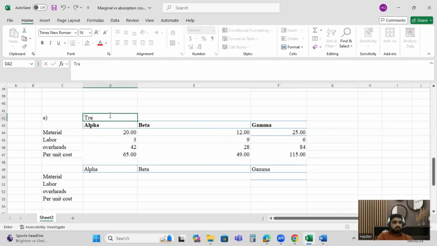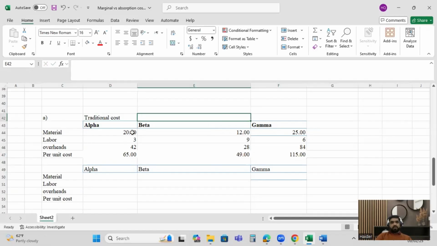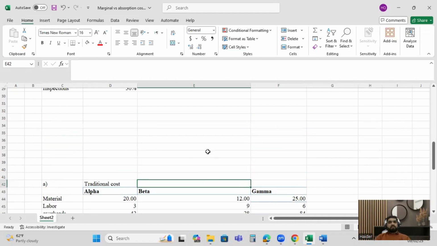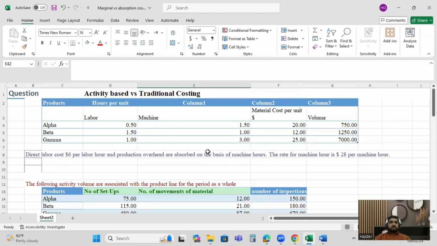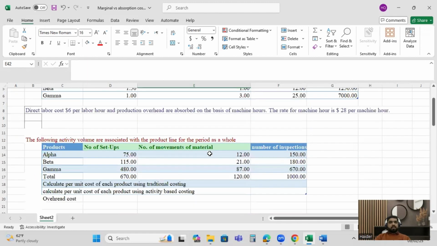Traditional costing system, we are done with the costing. So traditional cost per product is calculated. Now the second half of the question is a little bit critical and crucial to calculate, and we need to just comment on each calculation at the end.